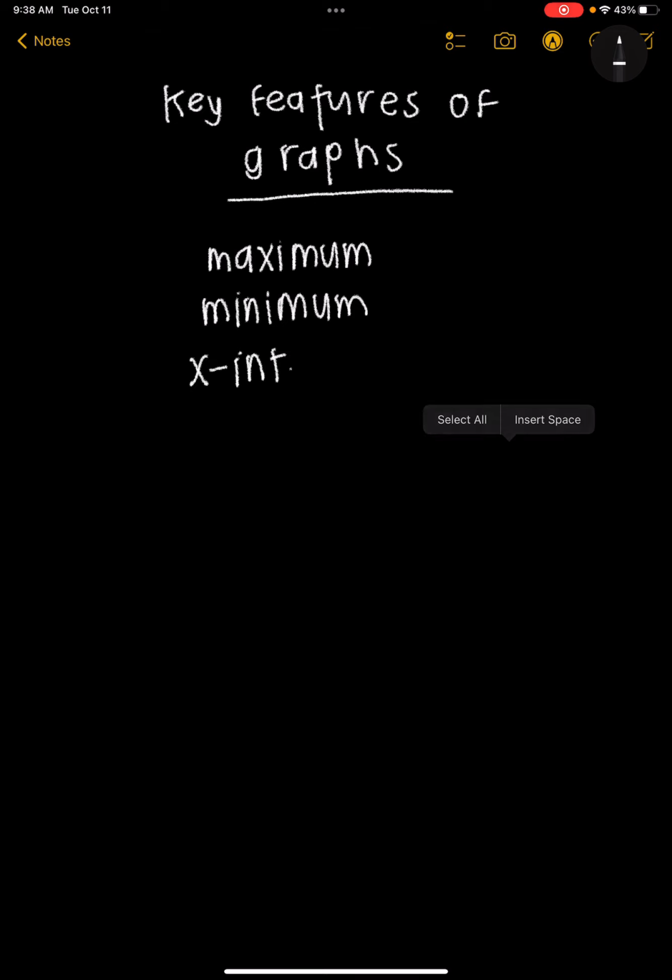We're going to start with some of these key features. So the key features that we're going to find for each graph are the maximum. And the maximum is the highest point of the graph. Then we're going to find the minimum, and it's the opposite, so it's the lowest point of the graph. Then we're also going to find the x-intercepts, and the x-intercepts are where the graph crosses the x-axis.